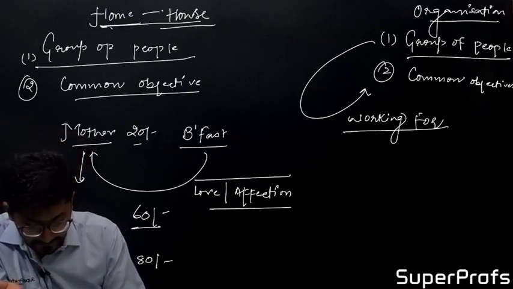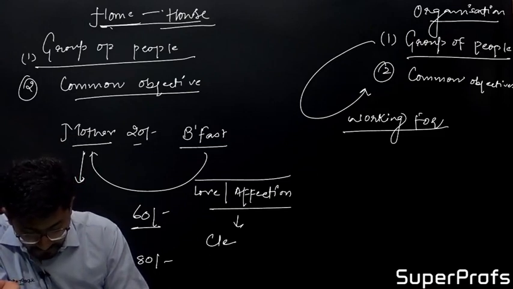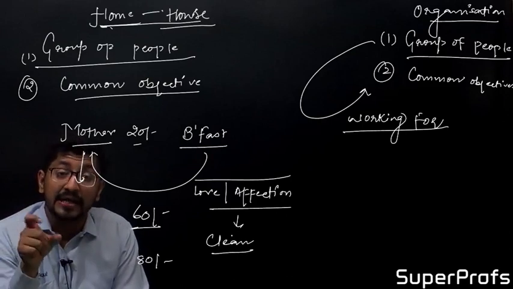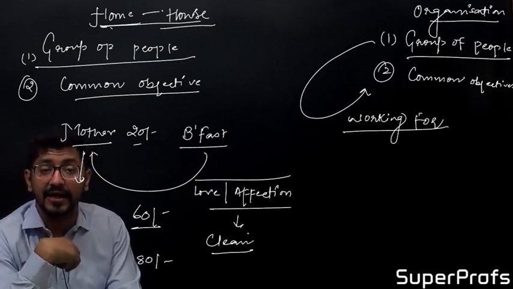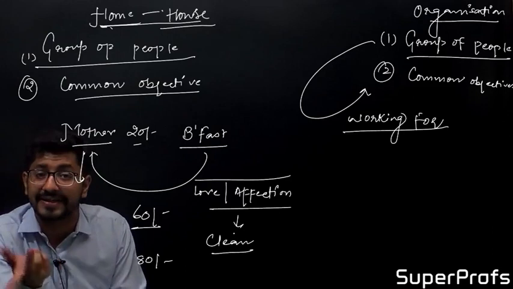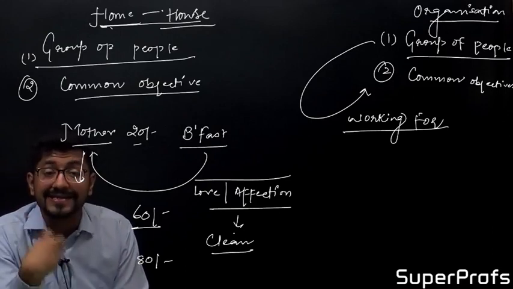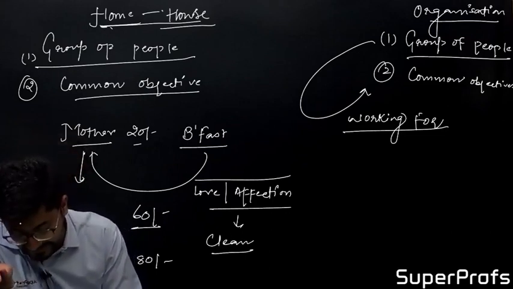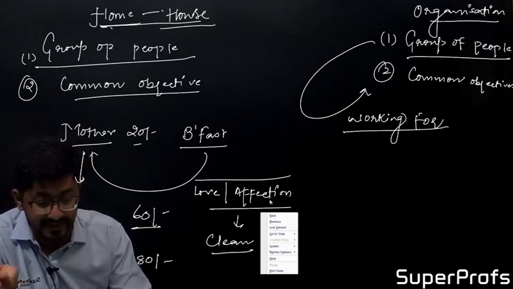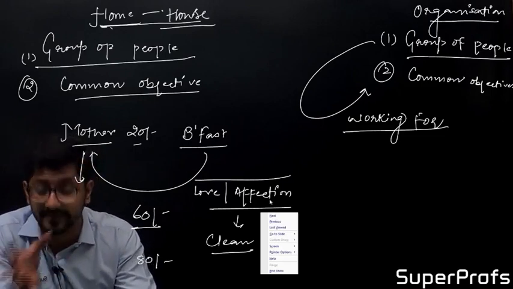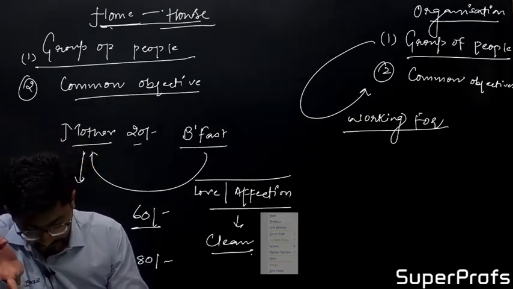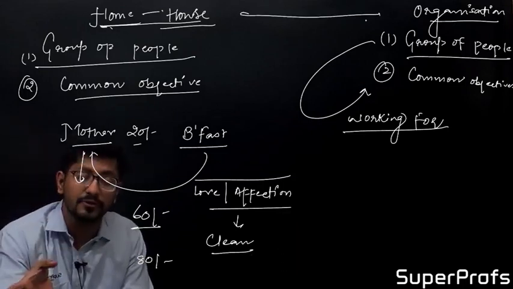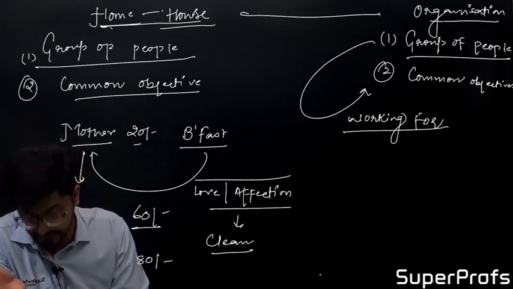Your mother cleans the house, but doesn't take any money from your father for cleaning the house. Whereas if we hire a servant who cleans our house, he takes some money from us. But the mother serving in your home cannot take money, because all these acts are done in love and affection. But in an organization, no acts can be done in love and affection. So we can say that a home is not an organization: they are a group of people, but they are not working for a common objective.